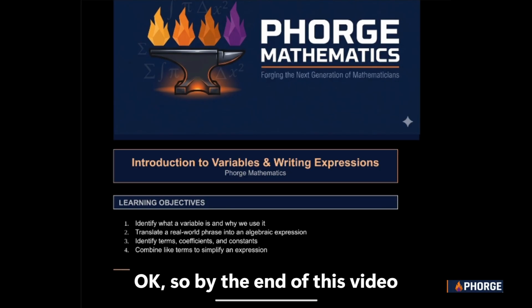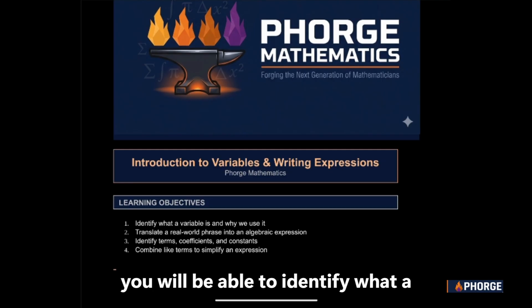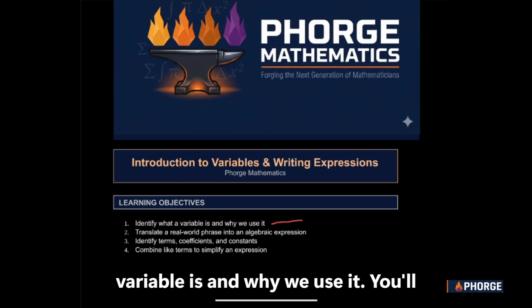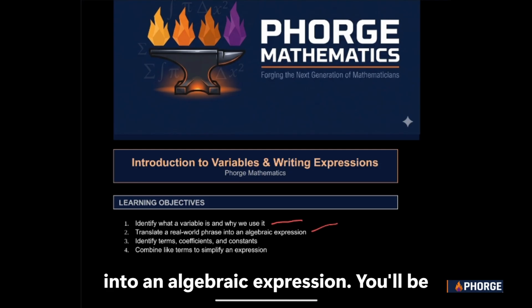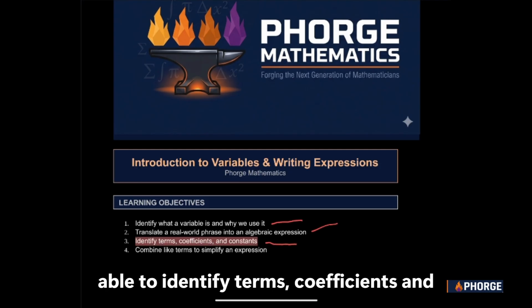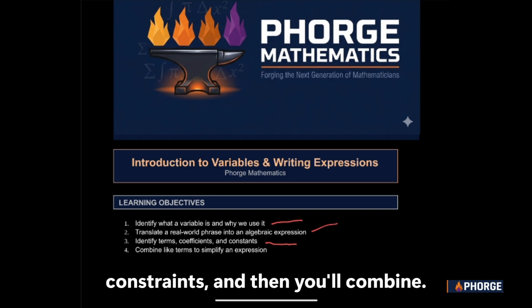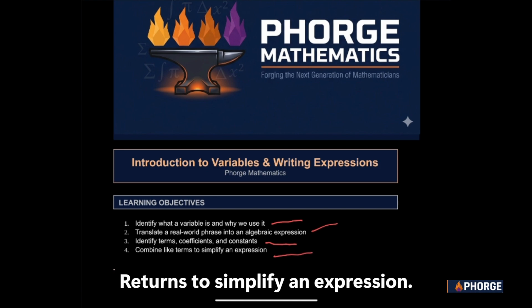Okay, so by the end of this video, you will be able to identify what a variable is and why we use it. You'll be able to translate real-world phrases into an algebraic expression. You'll be able to identify terms, coefficients, and constants. And then you'll combine like terms to simplify an expression.